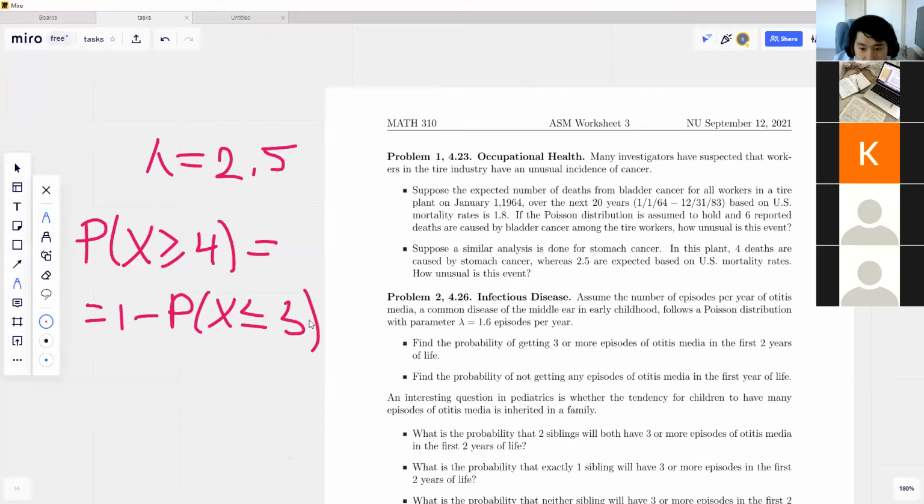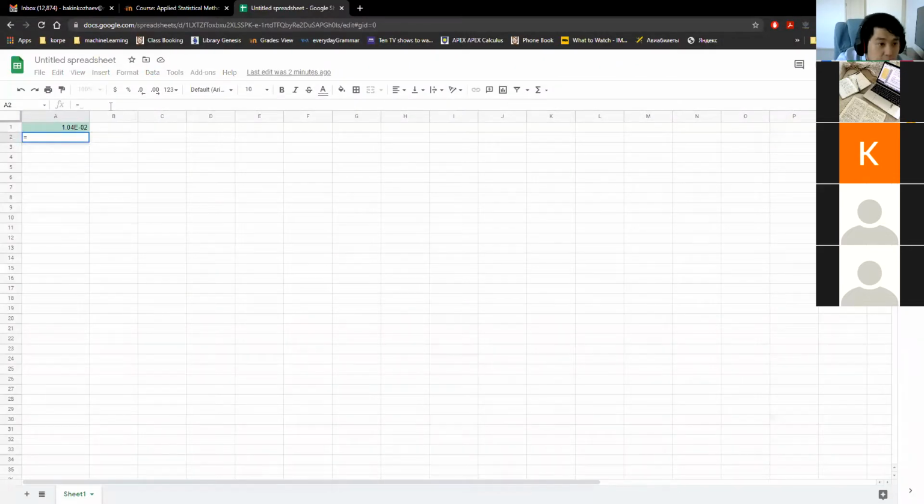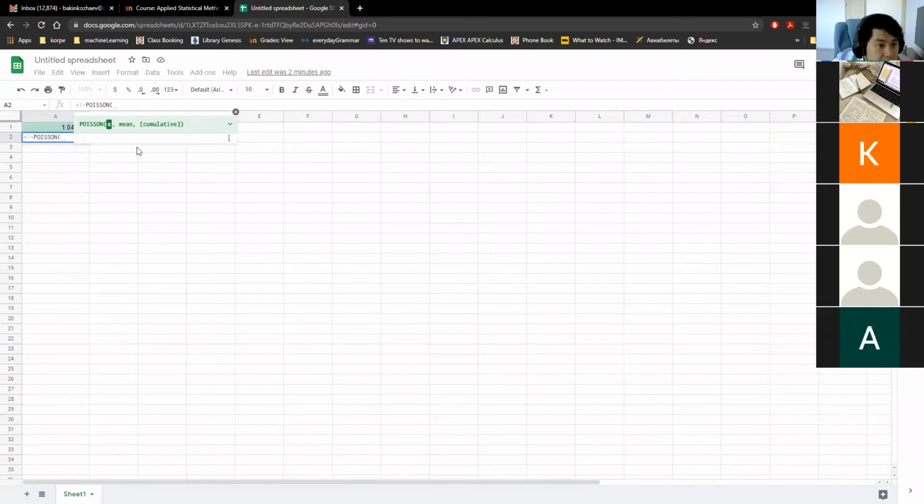Okay, now let's get back to our spreadsheet. So this is 1 minus Poisson. These two functions are the same. 2.5. What do we need? Probability X is less or equal than 3, right? And rate is 2.5 for cumulative output true. Okay, so it looks like this event isn't so unusual. So this is approximately 24%. So that event isn't that unusual, right?